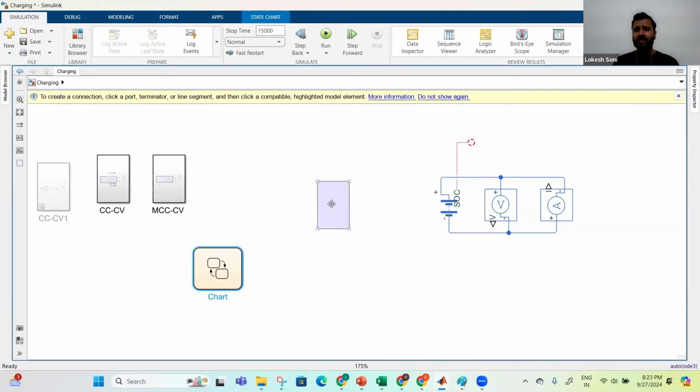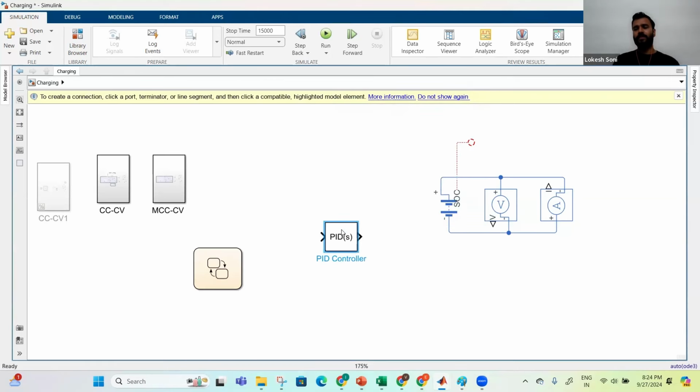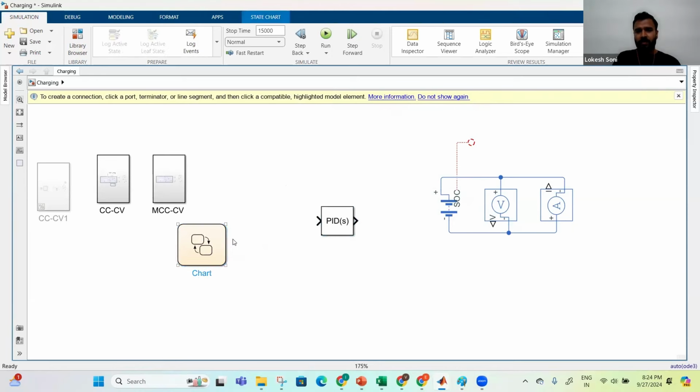Some sort of charger circuitry would be required here. So I would be taking some comparisons and a PID controller here. What this PID controller would do is maintain the voltage for CV. And for CC, I need to give some constant current, right? So I would be taking some current value, which would be coming from this block, and then that would go to the battery.